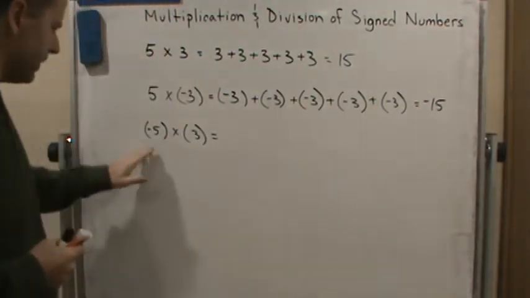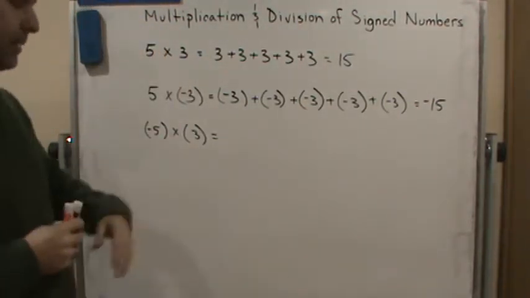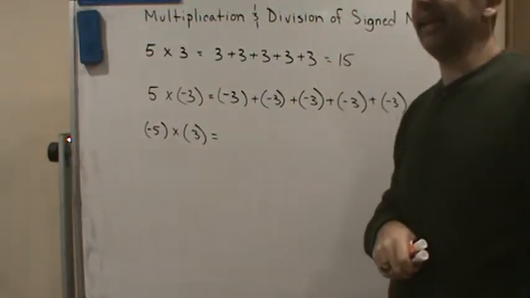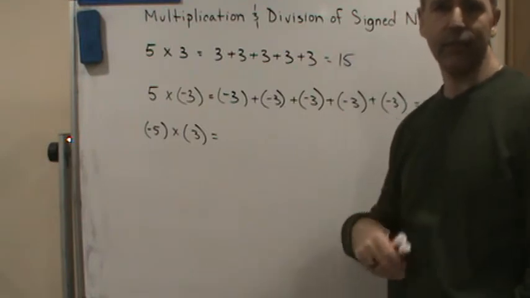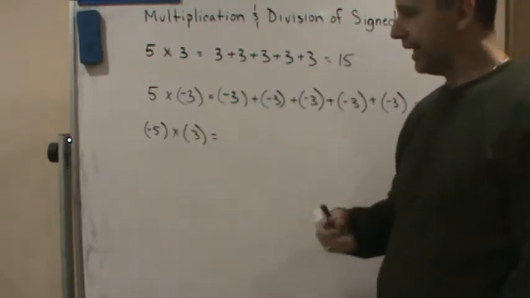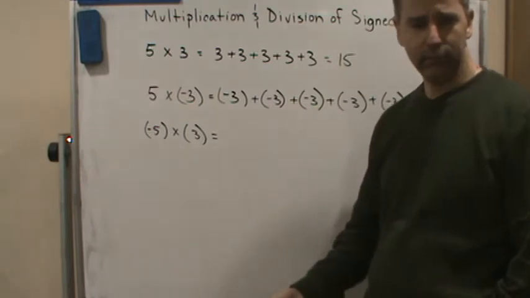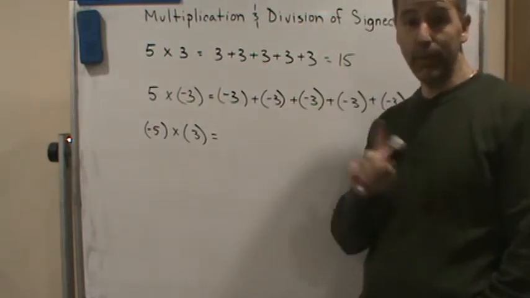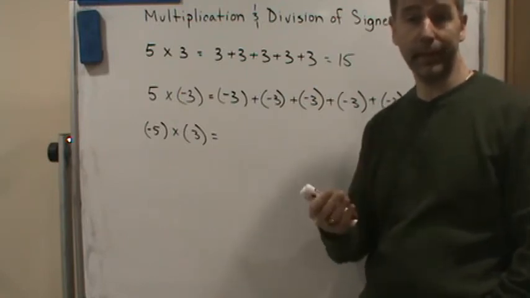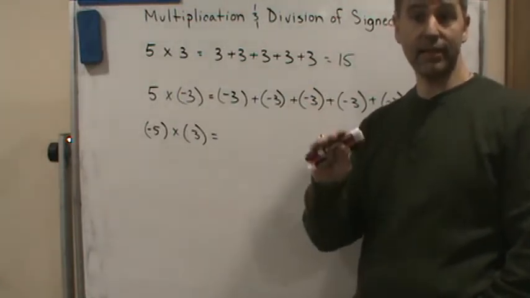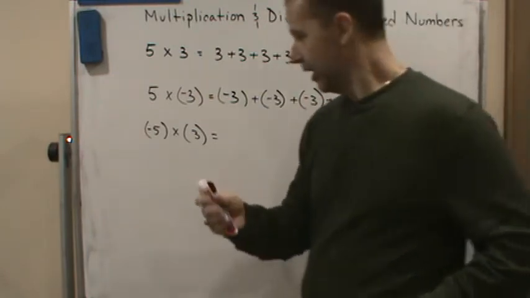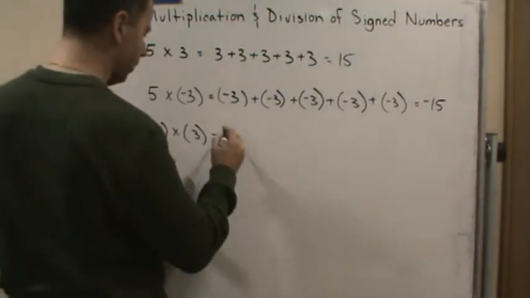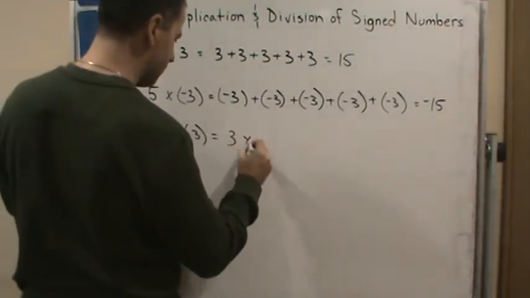Okay? Now what about this one? Negative 5 times 3. Now, granted, it sounds strange to talk about negative groups, or negative 5 groups of 3. But let's look at it this way. Remember the commutative law. The commutative law for multiplication means that it doesn't matter what order you multiply things. So negative 5 times 3 is equal to 3 times negative 5.